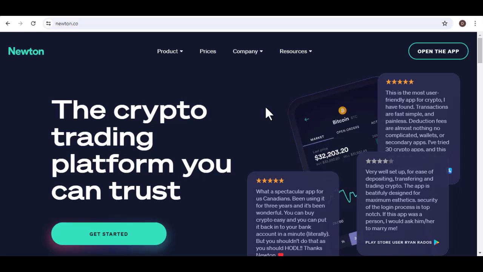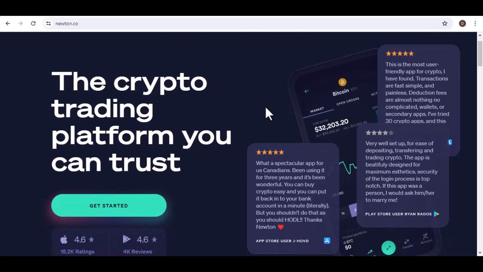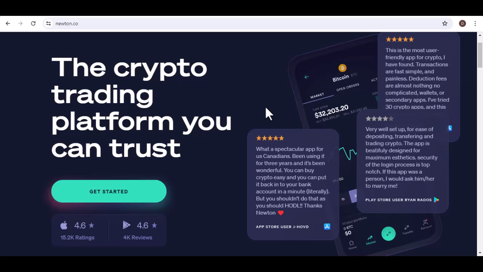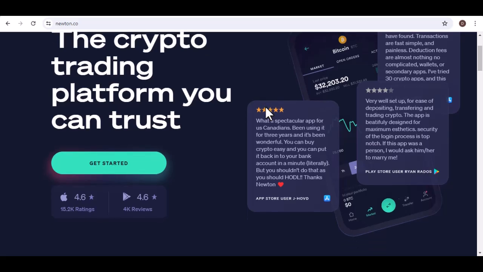Hey everyone, you've just discovered a hidden treasure chest filled with cryptocurrencies. But to claim your prize, you need a special key, your wallet address. Ever wondered how to find this magical key on Newton? Let's dive in and unlock the mystery together.